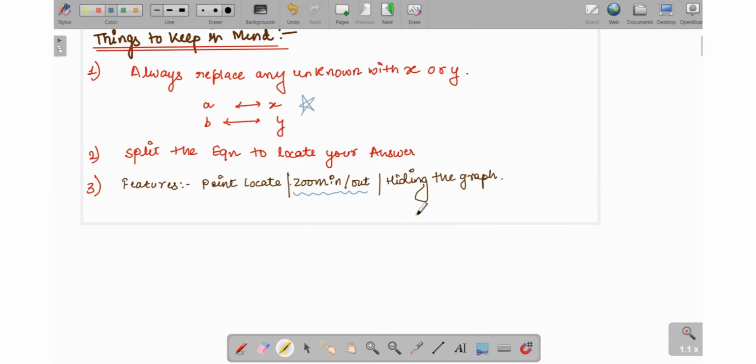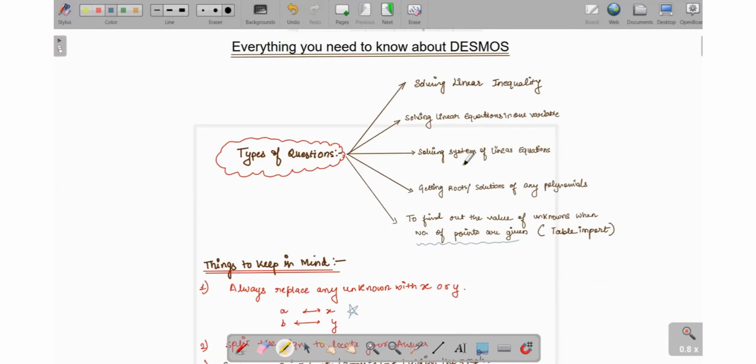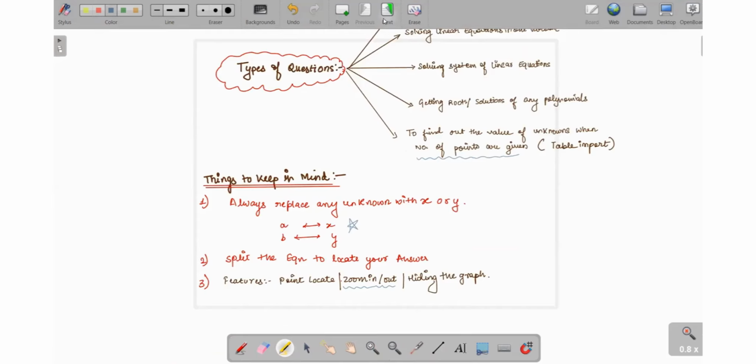After that, you have the very cool feature, which is hiding the graph. So we will be discussing each and every one of them. All right. So I hope everything is pretty clear to everyone. Now let's get started with the very first question for our today's session.